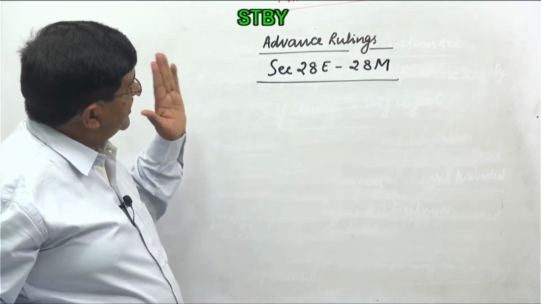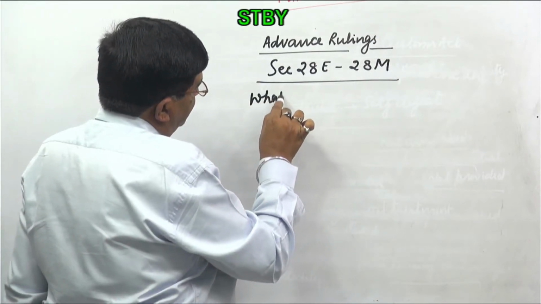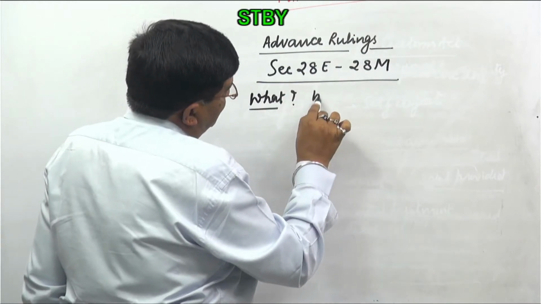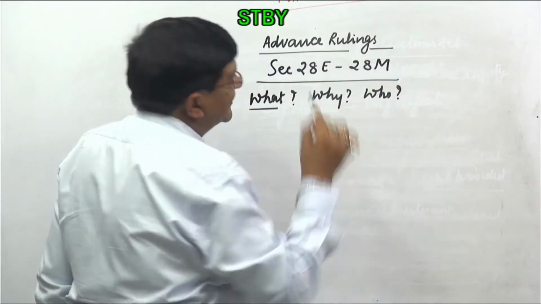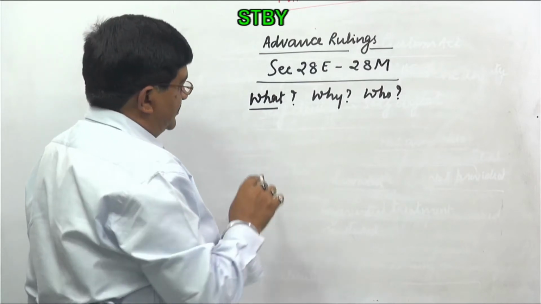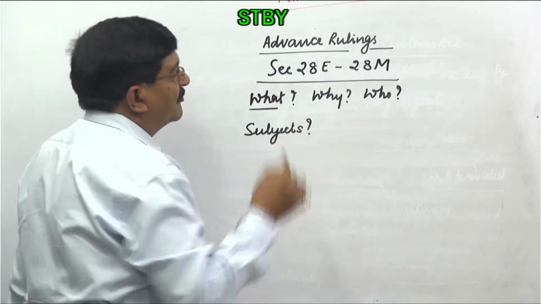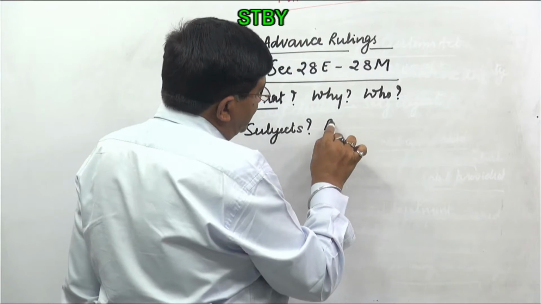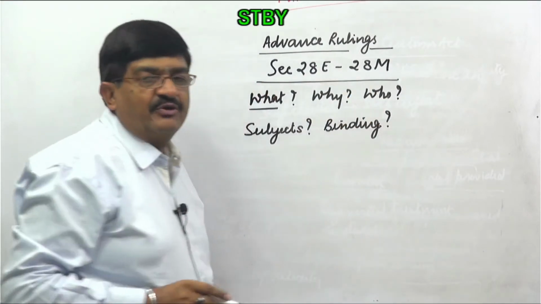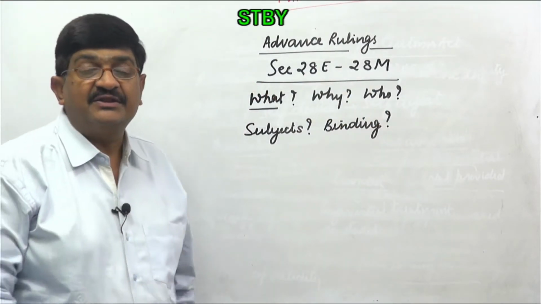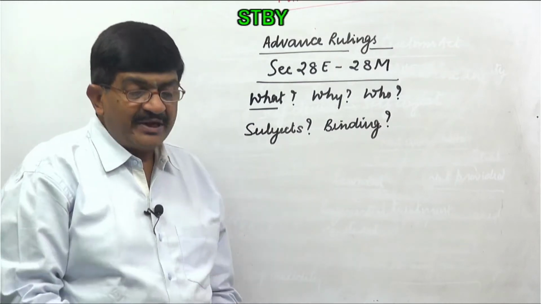So what we are going to see in this is what is the meaning of advanced ruling, why somebody should apply for advanced ruling, who can apply for advanced ruling, on what subjects advanced rulings can be obtained, what is the binding effect or validity. All these are the questions which we are going to understand in this lecture. So first of all, what is the meaning of advanced ruling?